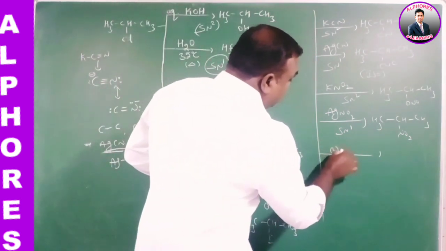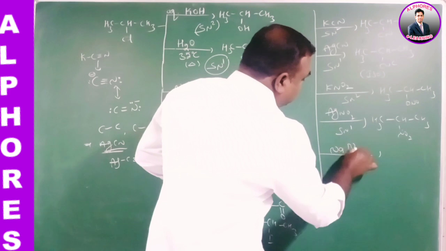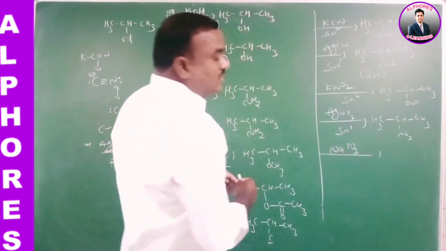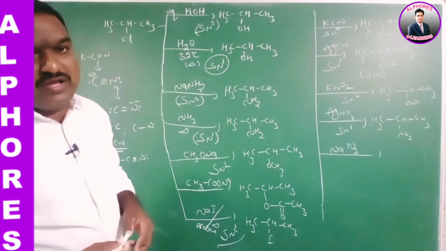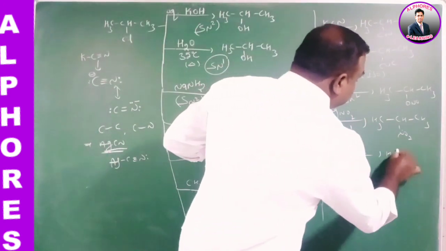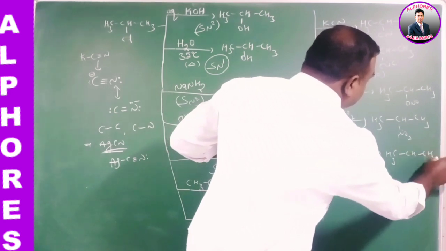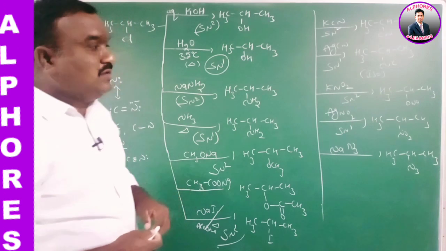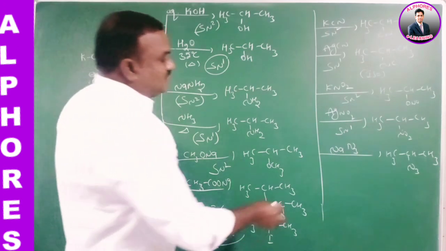For example, NaN3 is given. NaN3 is given means which is the nucleophile here? N3 minus is the nucleophile, which means the Cl is replaced by N3 here. This is a way to write the given reactions.